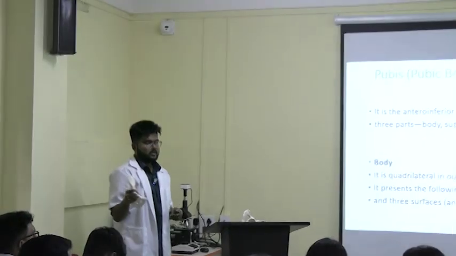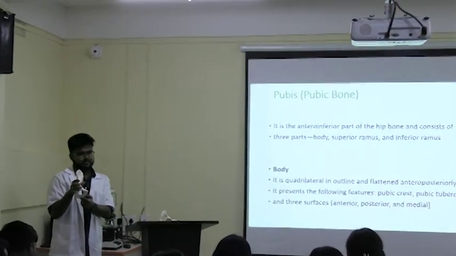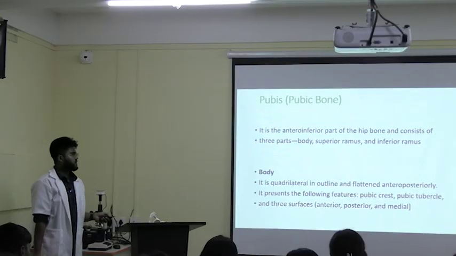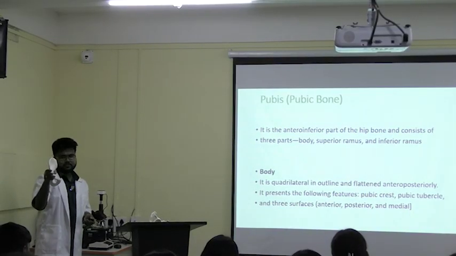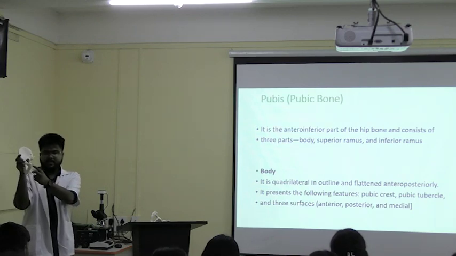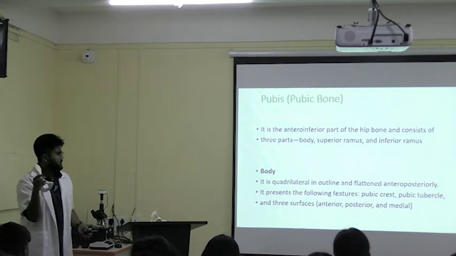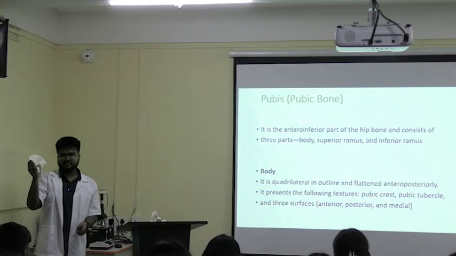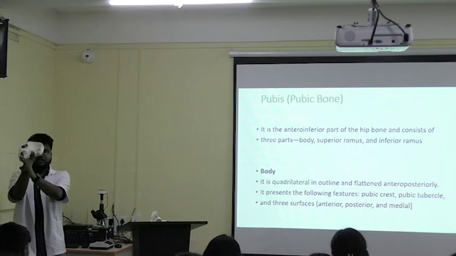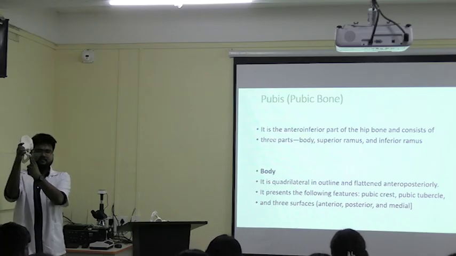Now you can write it down. It is the anterior inferior part of the hip bone and consists of the body, superior ramus and inferior ramus. The body is quadrilateral and flattened anteroposteriorly. It presents the pubic tubercle and the pubic crest, and three surfaces: anteriorly the anterior surface, posteriorly the posterior surface, and medially the medial surface.